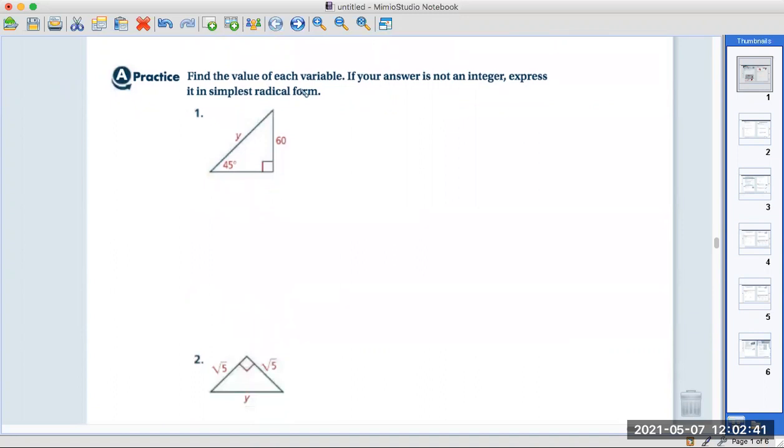Okay, another one: find the value of each variable. If your answer is not an integer, express it in simplest radical form. That's what I'm talking about. The answer should have a radical and it should be simplified. So notice you only have one angle here and a 90, which leaves 45 for this one. So we're looking for the hypotenuse again. So this is a leg and this is a leg and they're equal, these two, and there's your hypotenuse, okay? So we're looking for the hypotenuse and I'll write that little sentence again.